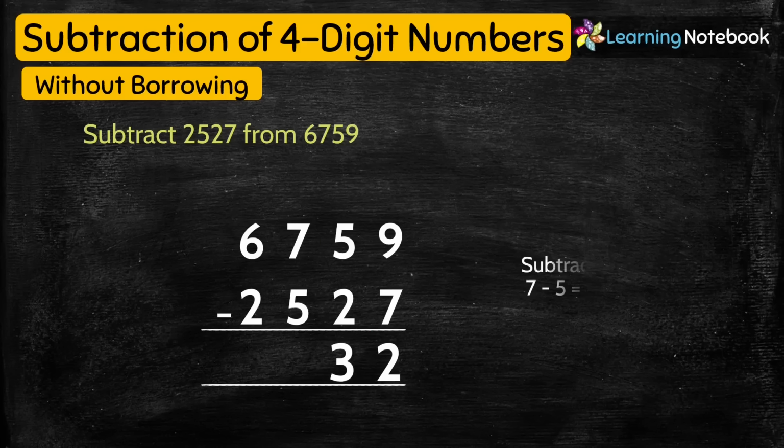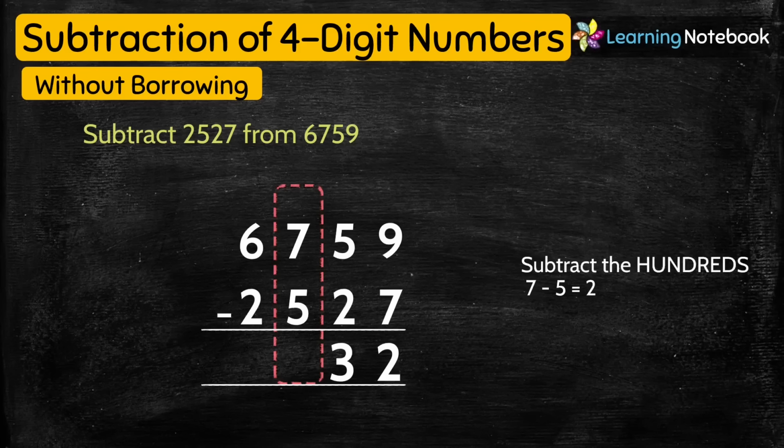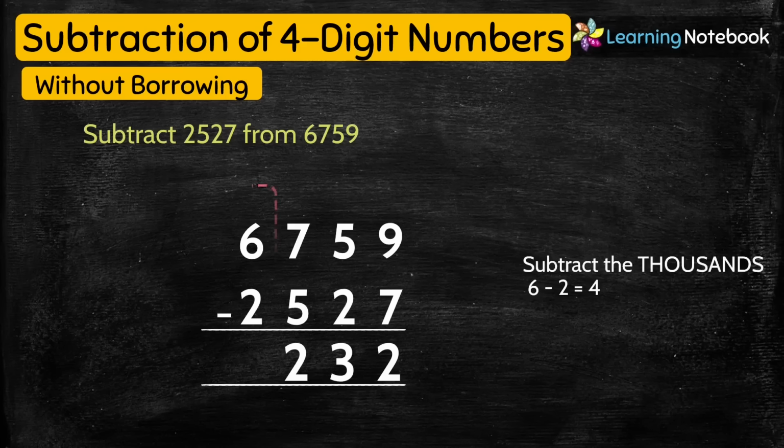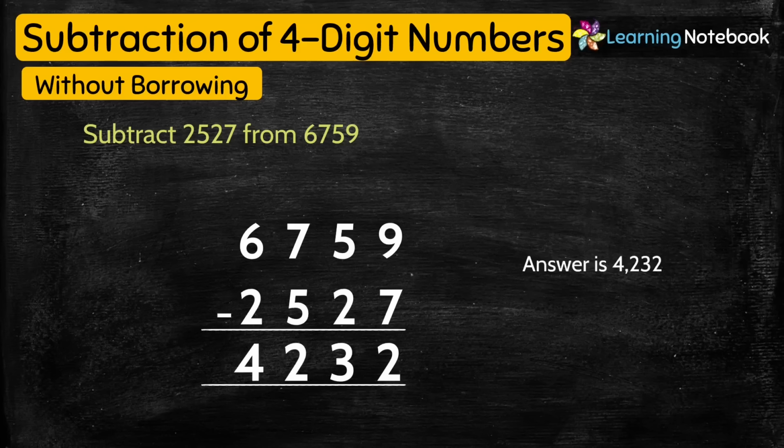Next we move to hundreds place. 7 minus 5 equals 2. And lastly we subtract the digits at thousands place. 6 minus 2 equals 4. So answer is 4232.